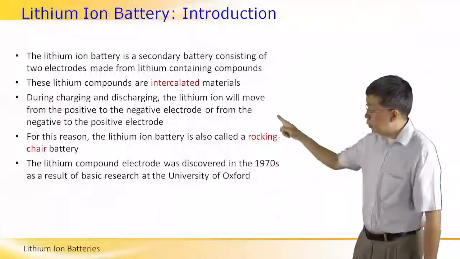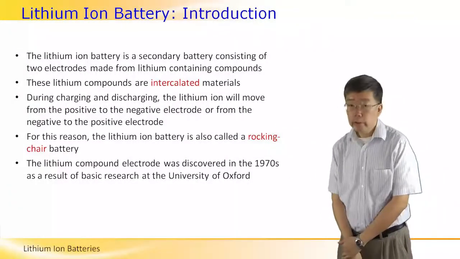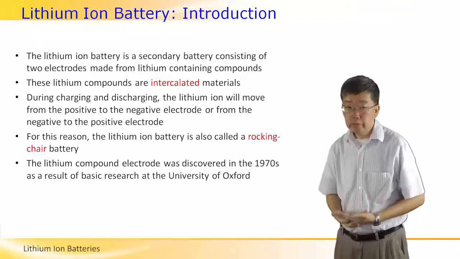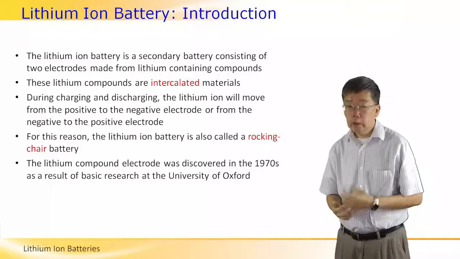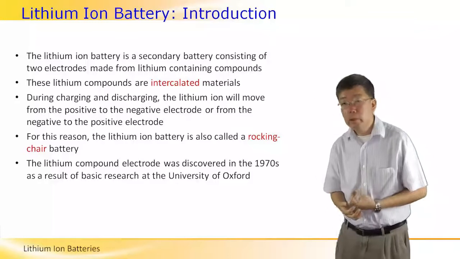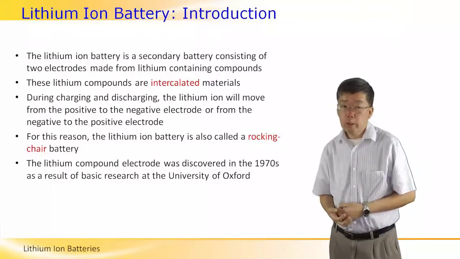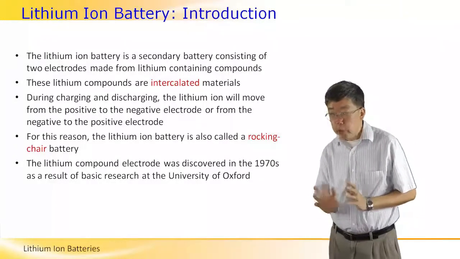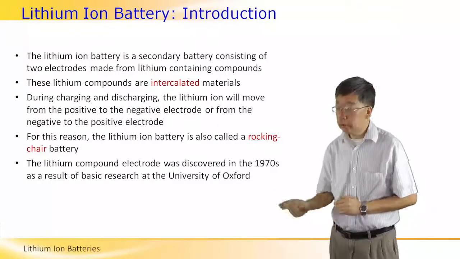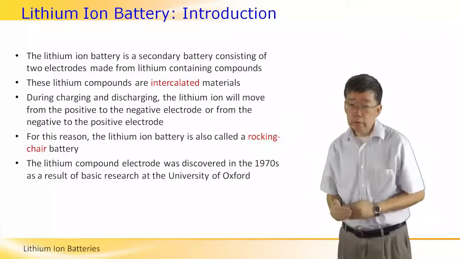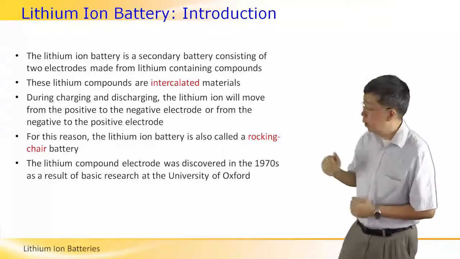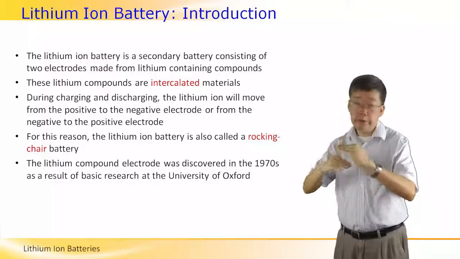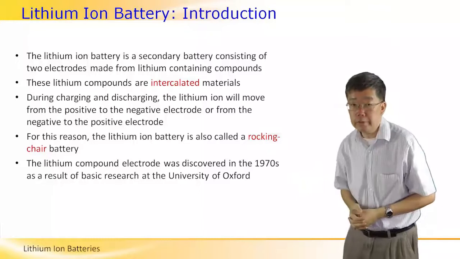So the lithium-ion battery is a secondary battery, and the two electrodes of the lithium-ion battery are made from lithium-containing compounds. And furthermore, these lithium compounds are what's called intercalated materials. And later on we'll see that by intercalated we mean the material is in the form of stack sheets. So it's like a stack of cards.